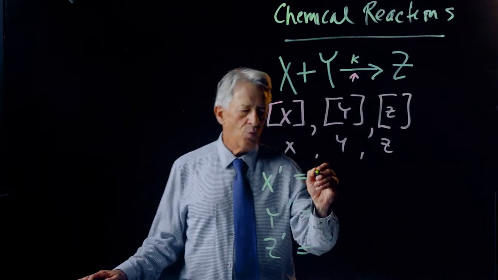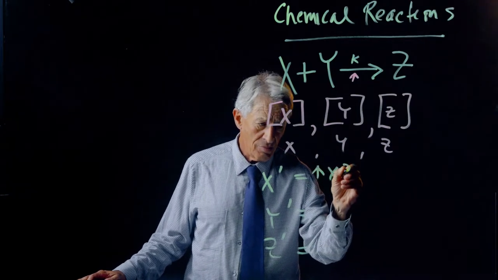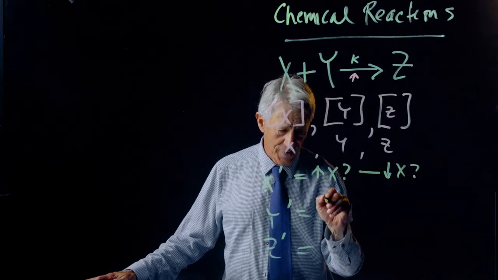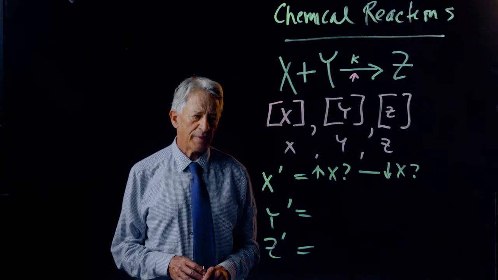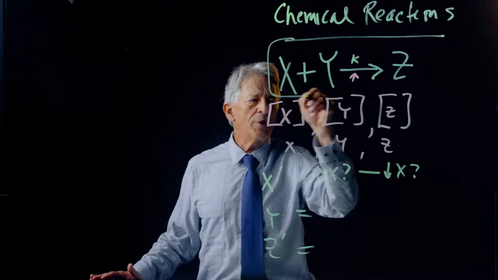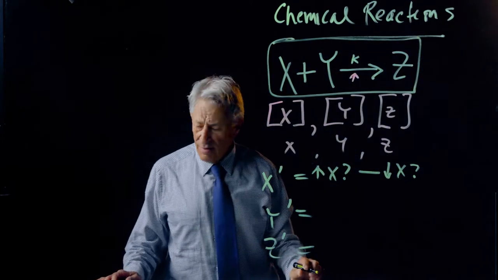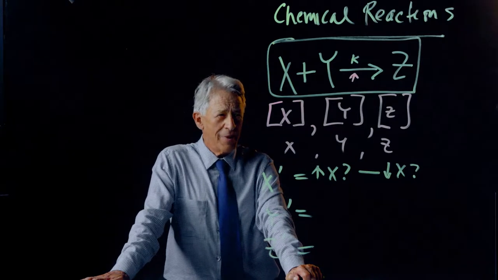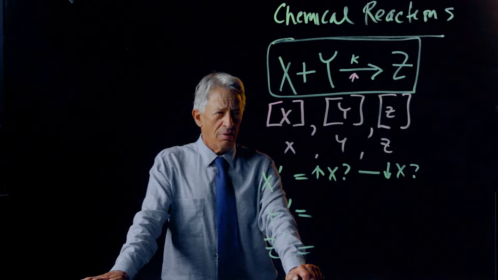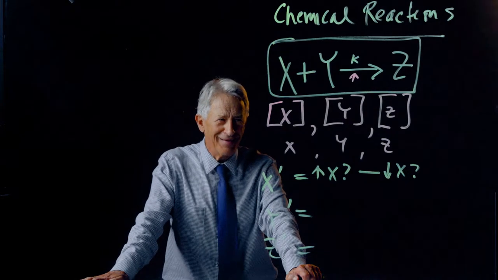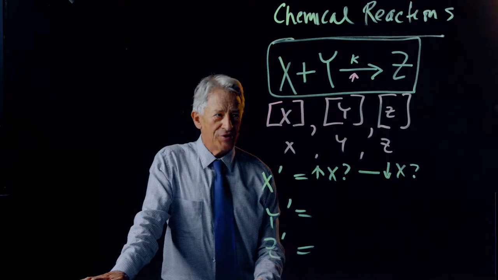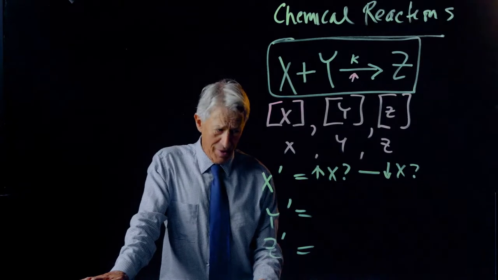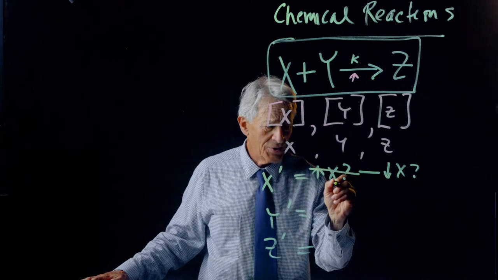and we ask, what makes X go up? And we subtract from that whatever makes X go down. And of course, the same thing for Y and the same thing for Z. Now, let's stare at this rate law, and let's ask ourselves, in this reaction, what makes X go up? And the answer is nothing. As written here, there is no arrow going into X. And because there's no arrow going into X, nothing makes X go up. And so that quantity is zero.